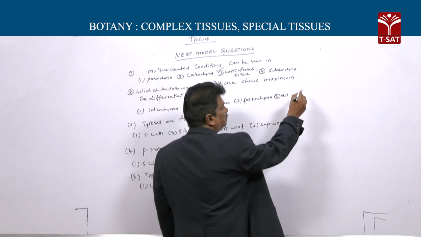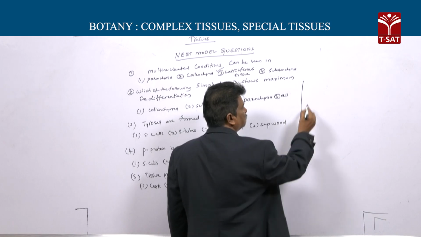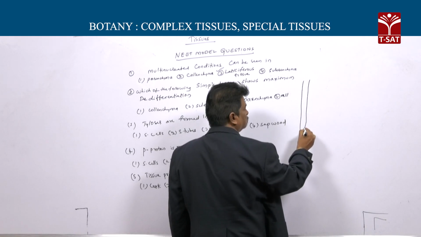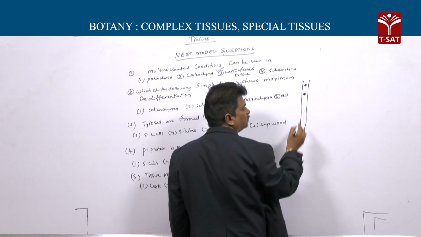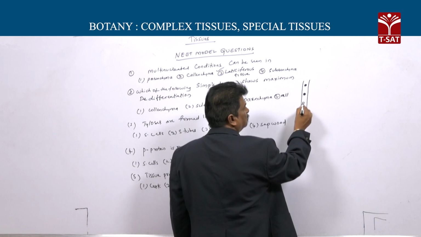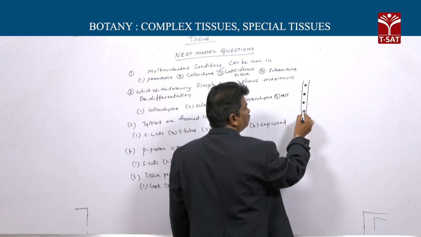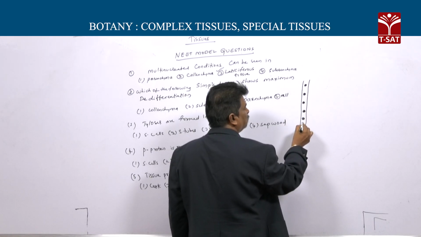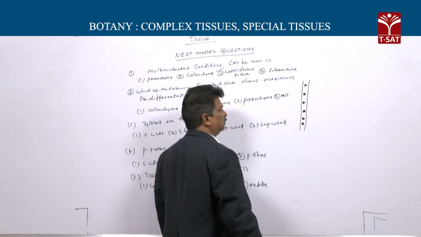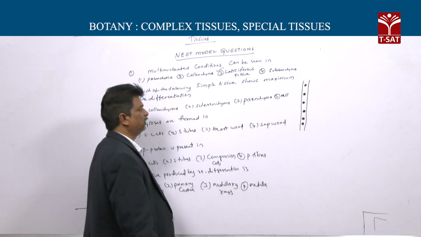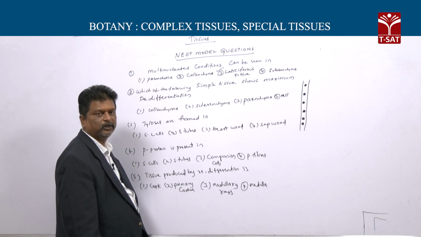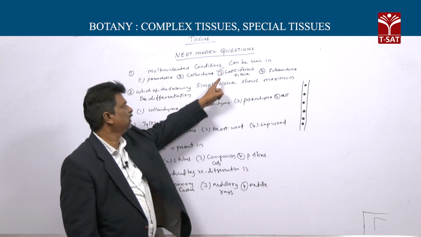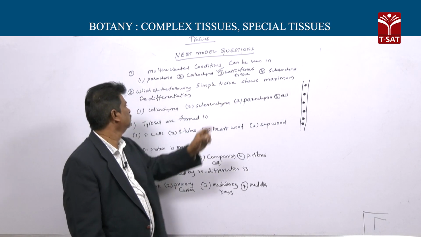And the answer is latex tissue. Latex tissue is a coenocytic tissue. What condition leads to this? In this, only nuclear division takes place. Karyokinesis takes place, and that karyokinesis is not followed by cytokinesis. Such multinucleated condition is called coenocytic. Answer is latex tissue.